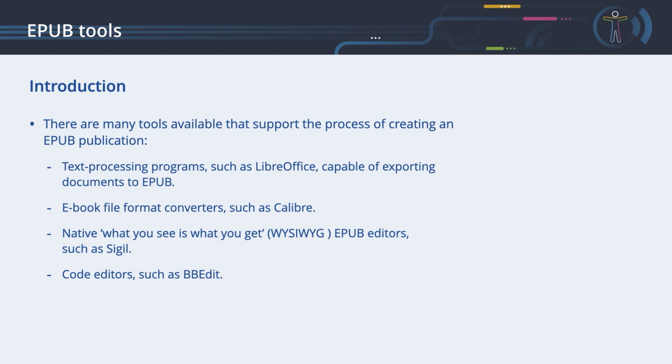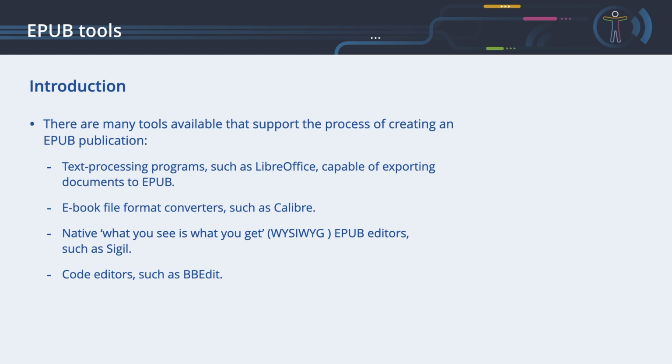Ebook file format converters, such as Calibre. With this tool, you can use a popular file format, like Microsoft Word, as the base for your publication. The resulting file can then be converted to one or more ebook formats.